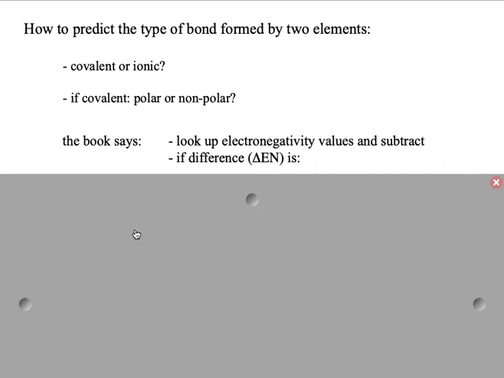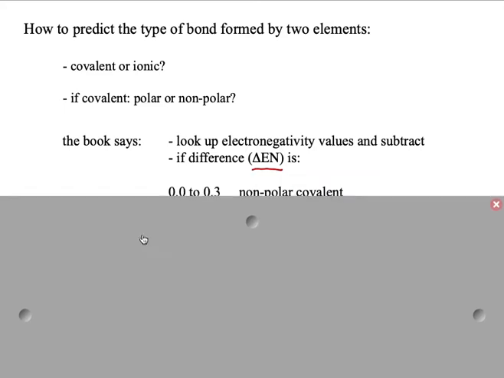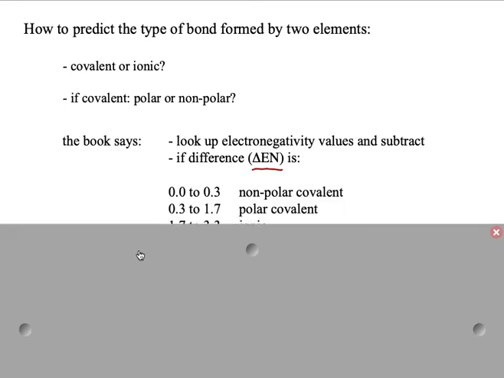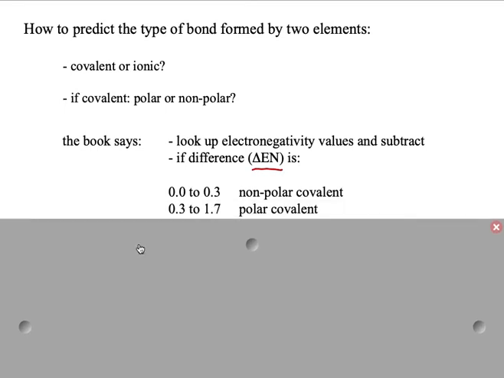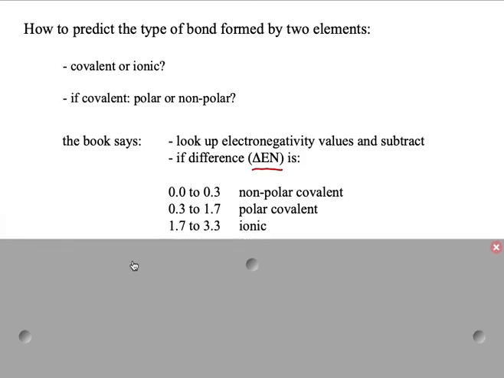You simply look up the electronegativity values for the two elements, which, by the way, you don't need to memorize. You will always have a table of electronegativity values, and you subtract the smaller one from the larger one and calculate what's called the electronegativity difference, symbolized by delta EN. And according to the book, if the electronegativity difference is small, between 0 and 0.3, you'll say it's a nonpolar covalent bond. On the other hand, if it's medium, between 0.3 and 1.7, you'll say it's a polar covalent bond. And if the electronegativity difference is large, 1.7 to 3.3, you'll call that an ionic bond.